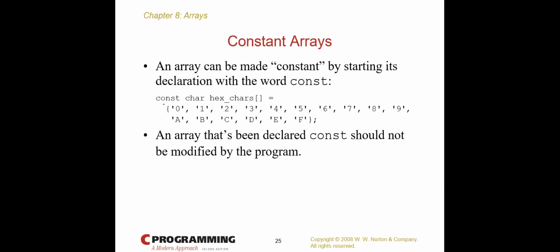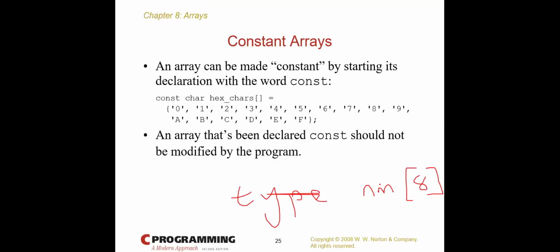So an array can be made constant by starting its declaration with the word const. Remember the structure for array. It should be the type of element in it, the name, and then square parentheses that can or do not need to contain the size of the array. If you don't put the size, the compiler will automatically calculate the size based on the values you assign.